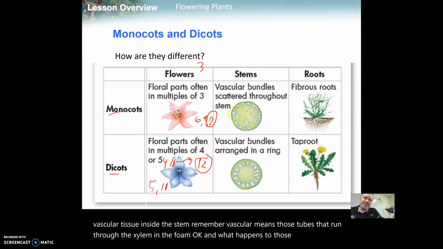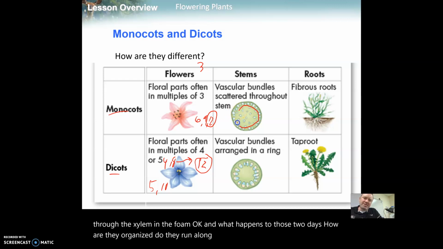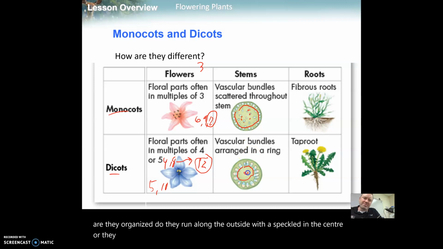How are they organized? Do they run along the outside with speckled in the center, or are they all on the outside with no vascular tissue in the center? That's the difference between dicot and monocot, arranged in a ring.